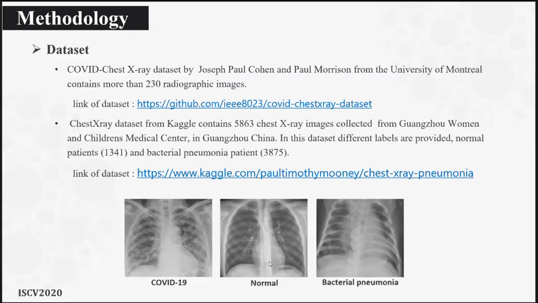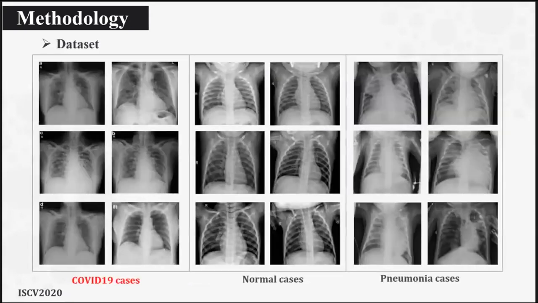And as you can see, in this figure on the left we have an X-ray image of a COVID-19 case, in the middle we have a normal case, and finally we have an X-ray image representing bacterial pneumonia cases. These are some chest X-ray image samples.